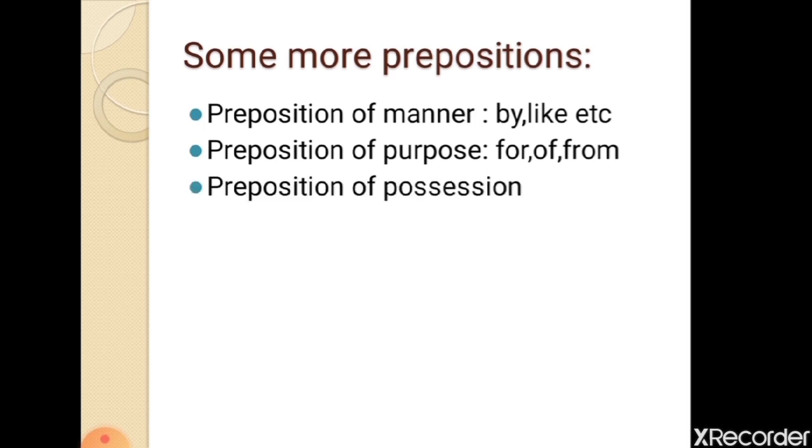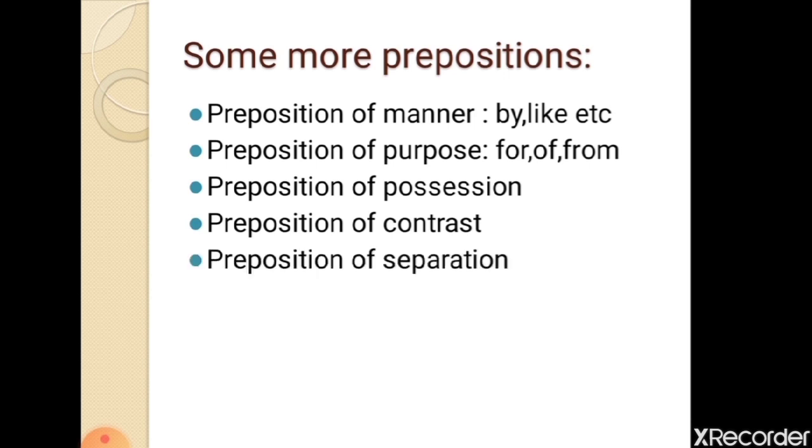Preposition of possession. So again of, by, with are the examples. He is a man of means. Next one, preposition of contrast. So examples are after, with. So after every effort, he failed. Preposition of separation. Prepositions that express separation are from, of, etc.